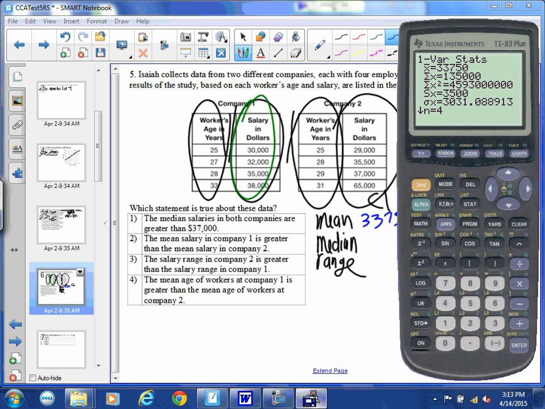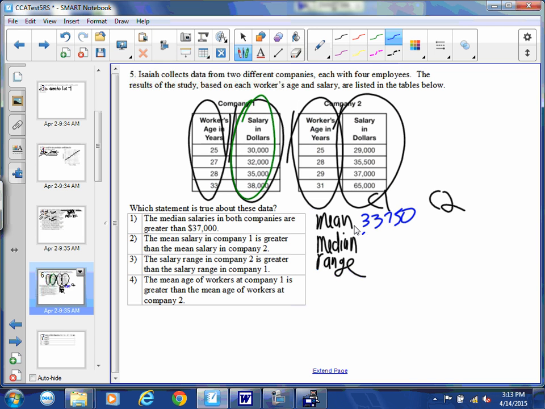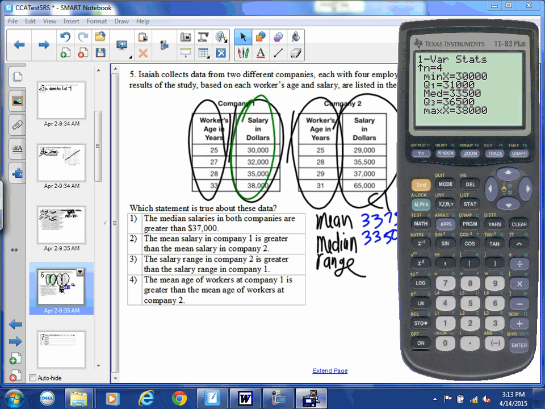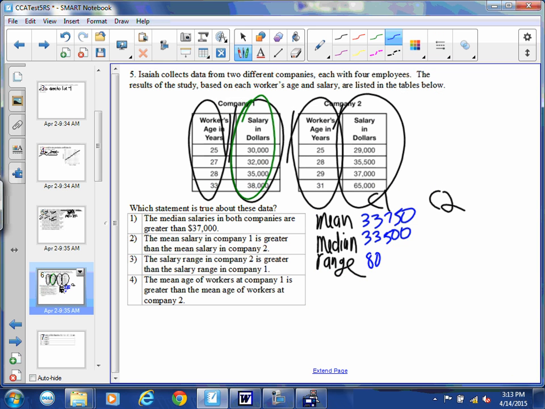My median, I scroll down. My median is 33,500. My median's right here. My range, well, my range is my max minus my min. Here's my max. Here's my min. 38,000 minus 30,000 is 8,000. Now I would repeat the process for company 2. I did it in advance.